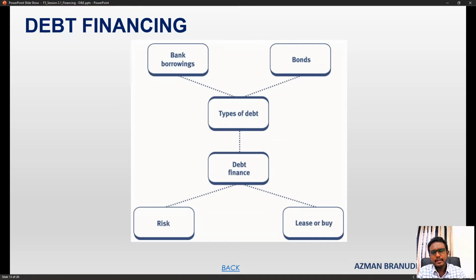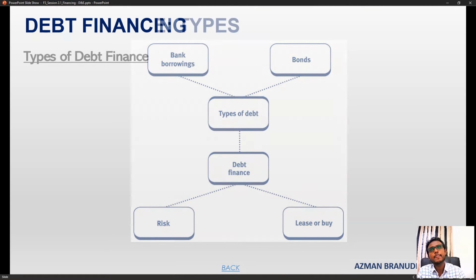So debt is, of course, quite self-explanatory. Debt is something that countries and families associate themselves with a lot. In classifying debt, there are 2 types of debt: bank borrowings and bonds. In terms of debt finance, some of the considerations you have to put in is obviously the risk element. And because you would go for debt to acquire assets, right, you always have the lease or buy option to think about when it comes to securing debt finance.